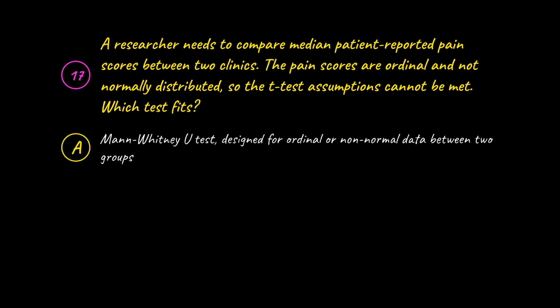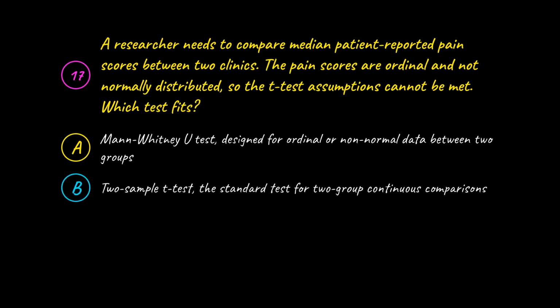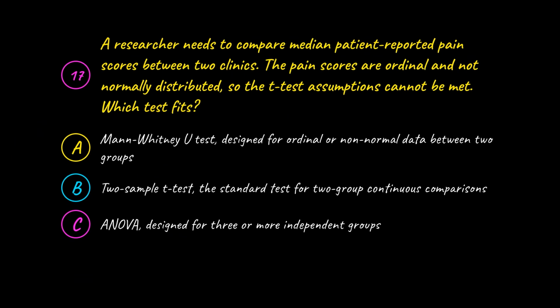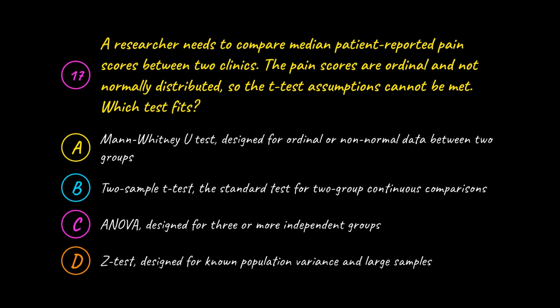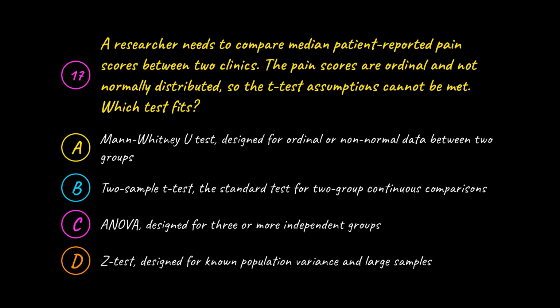Mann-Whitney U test, designed for ordinal or non-normal data between two groups. B. Two-sample t-test, the standard test for two-group continuous comparisons. C. ANOVA, designed for three or more independent groups. D. Z-test, designed for known population variance and large samples. Which one is it? Pause the video if you need more time.